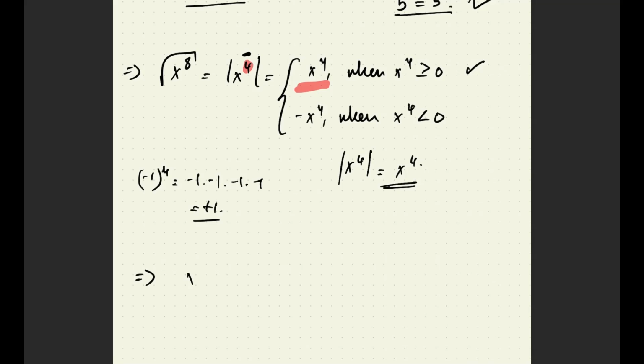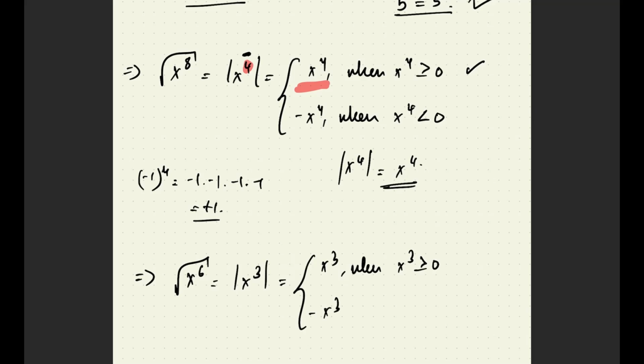If you're told to find the square root of x to the power 6, we know that this is the absolute value of x cubed. So this is equal to x cubed when x cubed is greater than or equal to 0, or it's equal to minus x cubed when x cubed is less than 0. Now in this case, the power is an odd power. So if x is positive and you multiply it an odd number of times, you're going to get a positive answer, or even if you multiply it an even number of times, you're going to get a positive answer if x is positive.